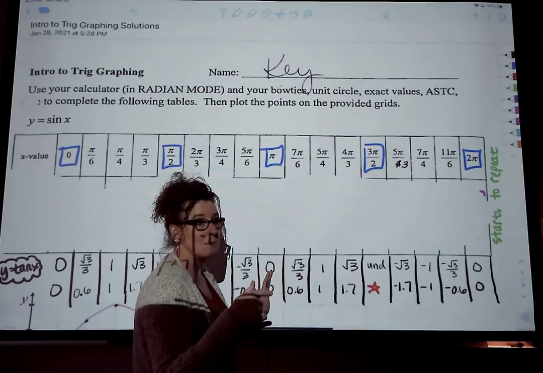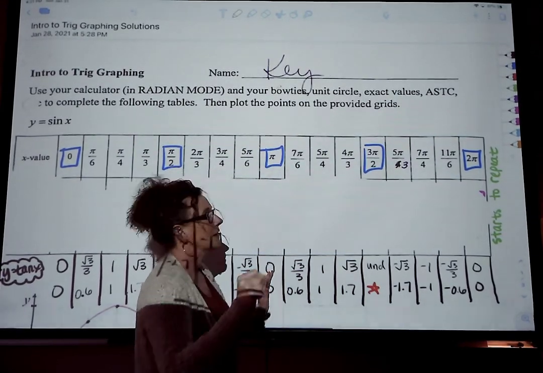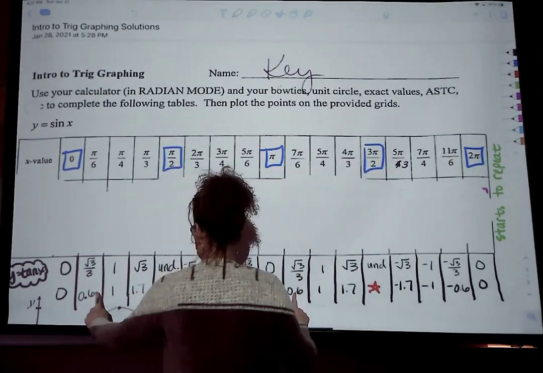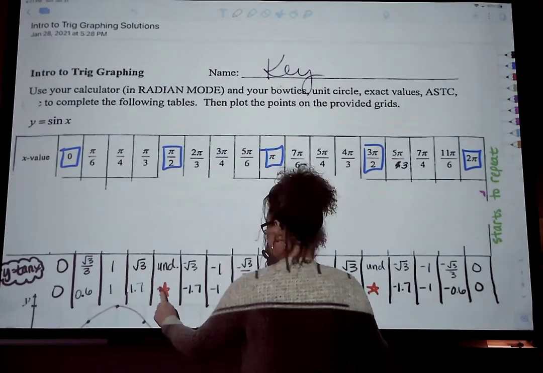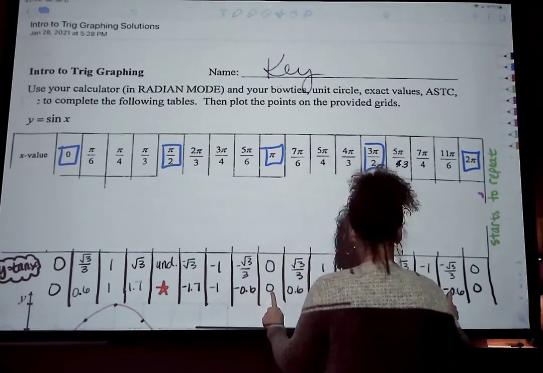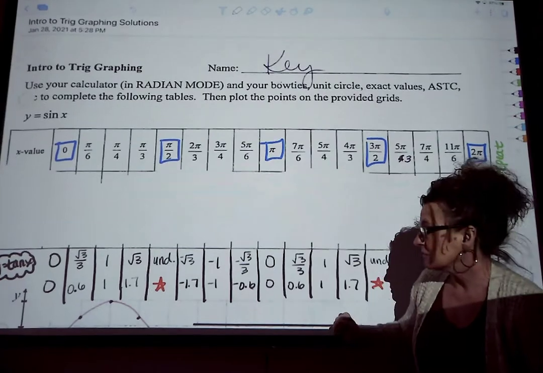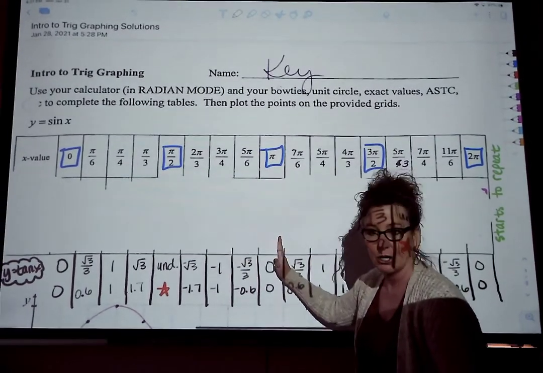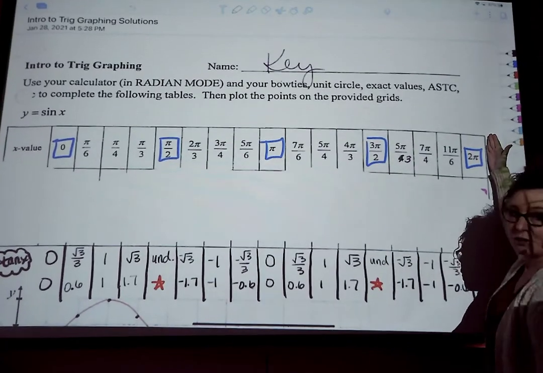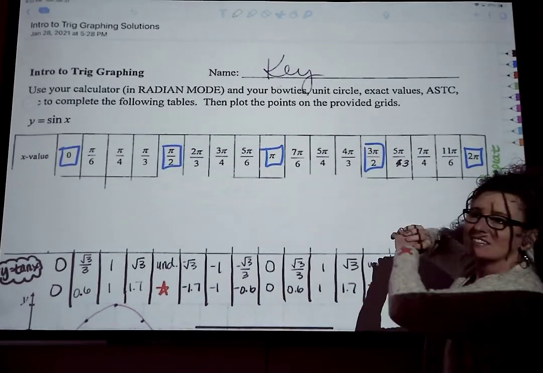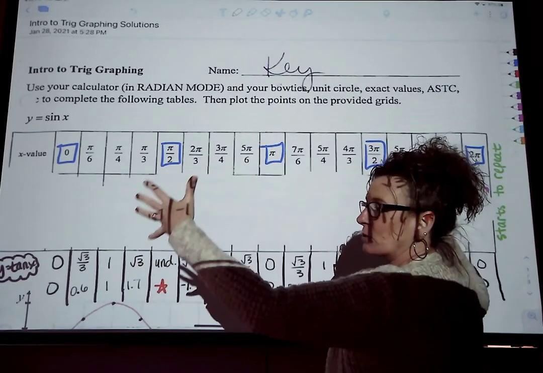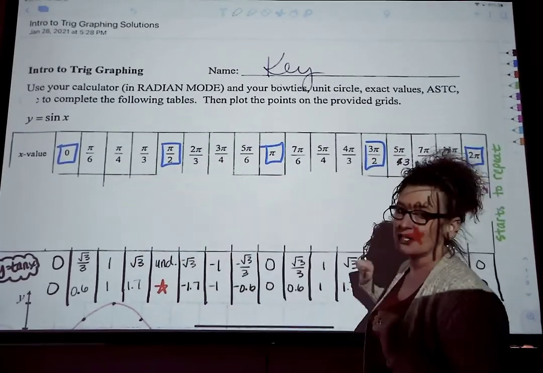They start to repeat much more quickly than sine does. 0, 0.6, 1, 1.7, undefined, negative 1.7, negative 1, negative 0.6, 0. Tangent started to repeat right here. When does sine start to repeat? Over here. It takes sine a span of 2 pi before it starts to repeat itself, not tangent.